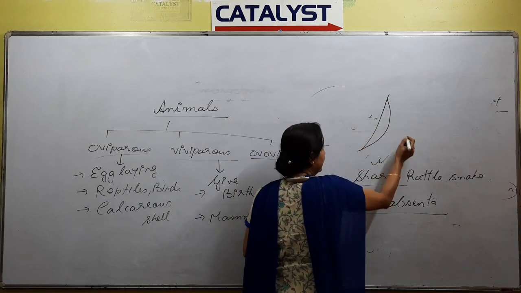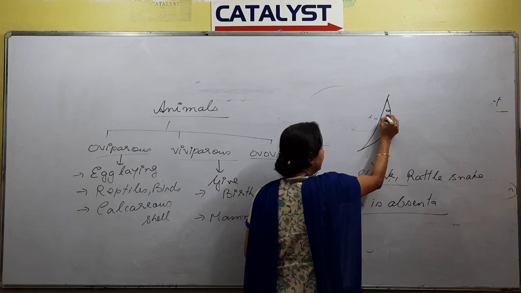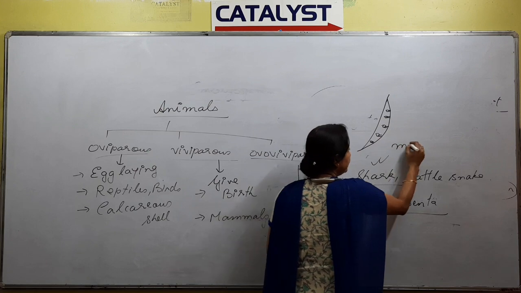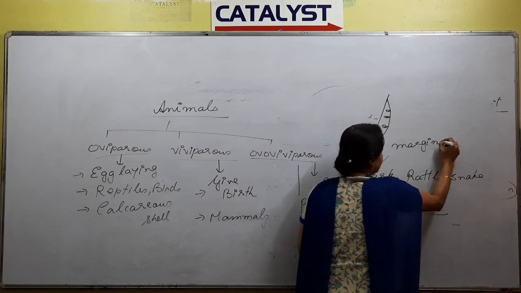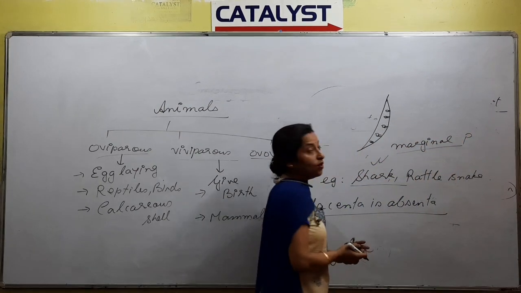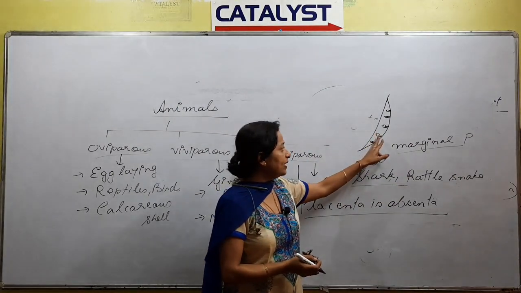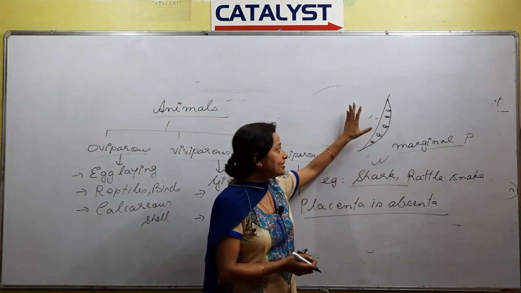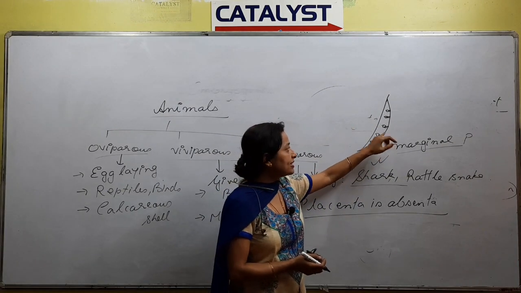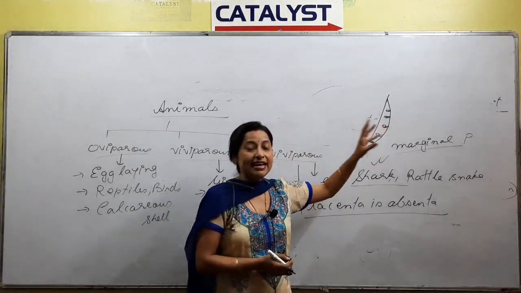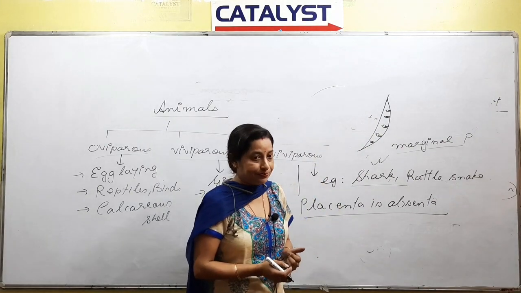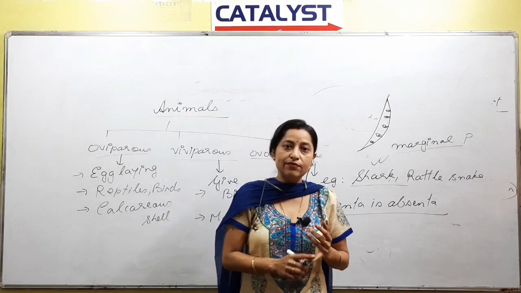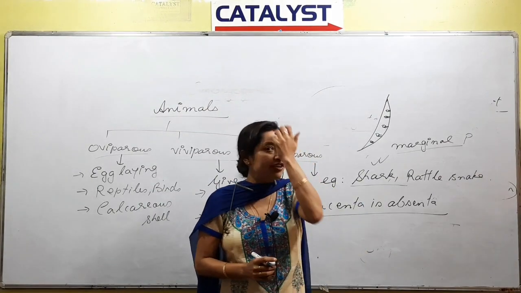If suppose this is the pea, and now these are the pea pods, what type of placentation is this? Marginal placentation. Why is it called marginal? Because we know the ovules are present at the margin of the ovary. The ovules are present at the margin, right?